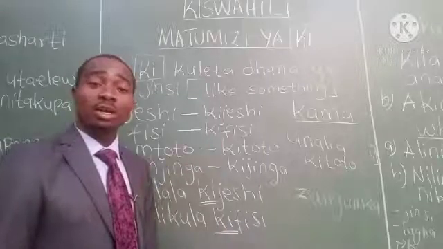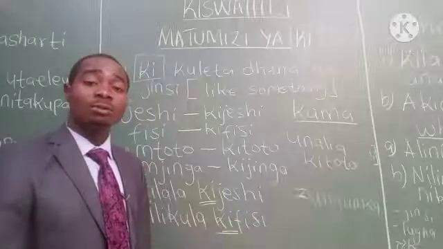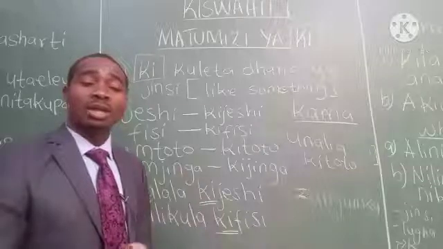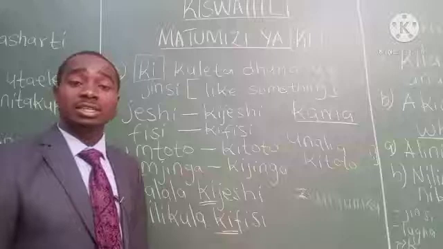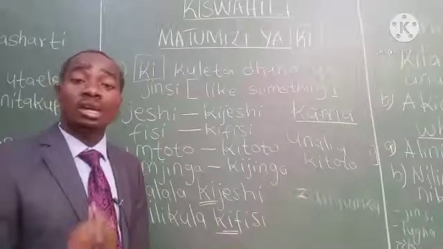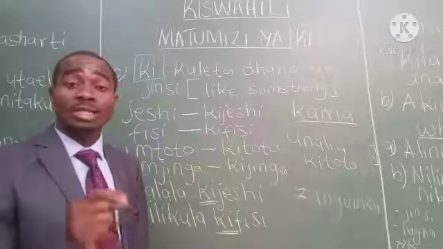Unasoma kistaarabu. You know, mstaarabu is someone who is civilized. Mstaarabu. And kistaarabu is like civilized. So unasoma kistaarabu. You are learning or reading like a civilized person.